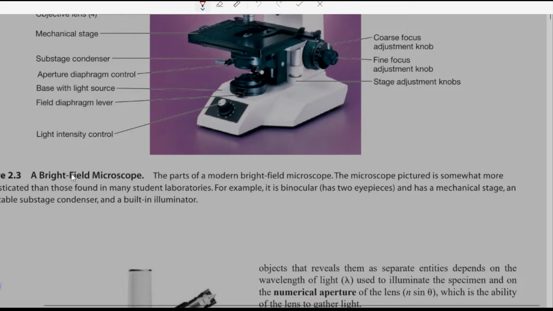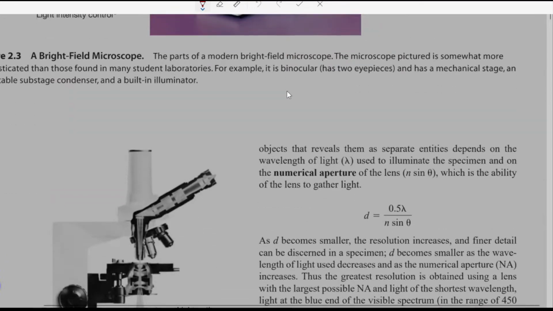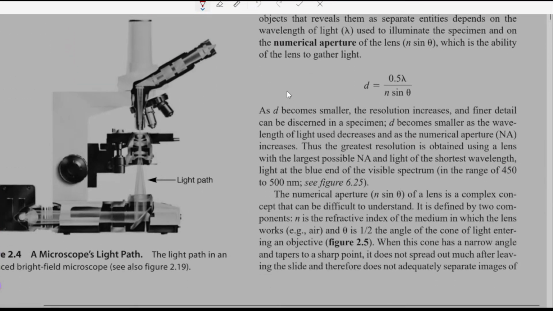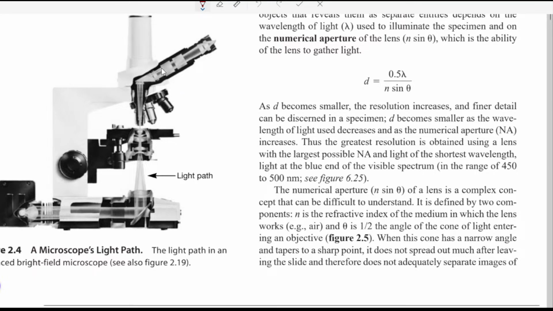What is written? It is a bright field, meaning the background is white. The parts of a modern bright field microscope. The microscope picture is somewhat more sophisticated than those found in many student laboratories. They are saying that this one is advanced. For example, it is binocular, has 2 eyepieces, and has a mechanical stage, an adjustable substage condenser, and a built-in illuminator. Yeah, they are saying that we are showing you an advanced image. So look at the inner diagram, how the lighting works.